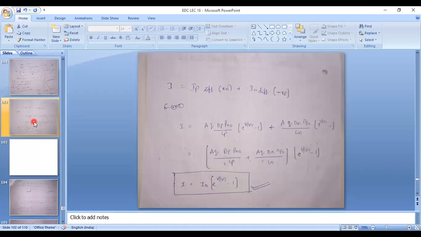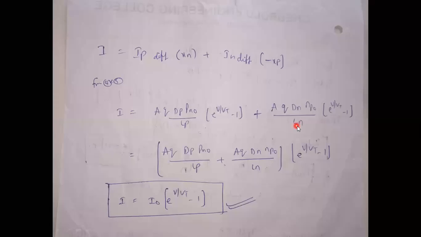So this is the current, I equal to I naught into e power V by Vt minus 1, which is the amount of current that will flow in a semiconductor. Here V represents the voltage across the diode, and Vt represents the thermal voltage.